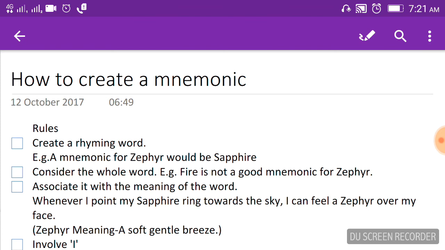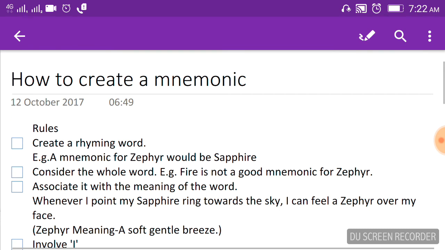So, rule number one is one should almost always strive to create a rhyming word. For example, consider the word sapphire. Now, for this, an obvious mnemonic would be sapphire, which is a gemstone, and it rhymes completely with the word sapphire. So creating a rhyming word is essentially important because when you hear the word sapphire, sapphire is more likely to come into your mind than any other word because it rhymes with this word.